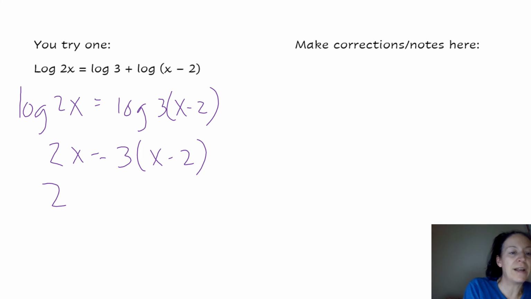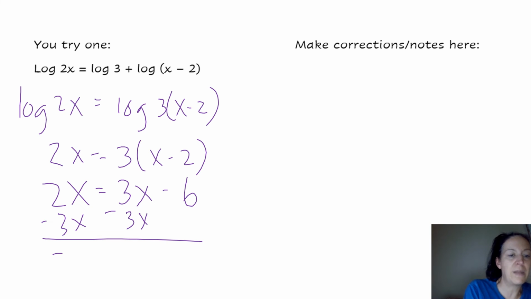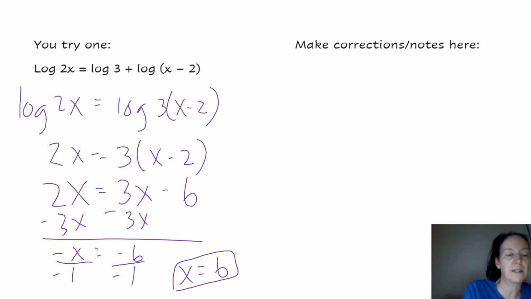So, all right, solving this, we'll distribute the 3. I'll subtract 3x from both sides, getting negative x is equal to negative 6. And then I can fix that by dividing both sides by negative 1. You make sure that you are solving for positive x and not negative x. And then, of course, we do want to do that check. 2 times 6 is positive, and 6 minus 2 is also positive. And so that works. Over here on the right, pause and make any corrections.